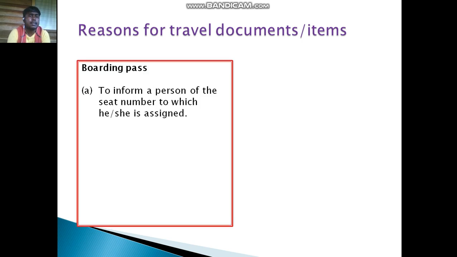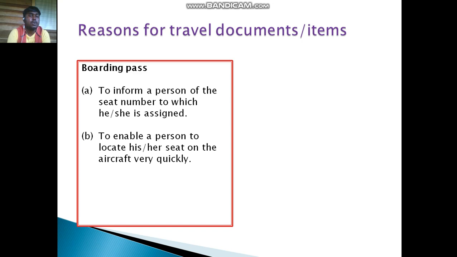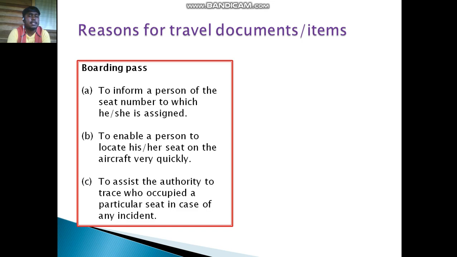Boarding pass: to inform the person of the seat number to which he or she is assigned, to enable the person to locate his or her seat on the aircraft very quickly, to assist the authorities to trace who occupied a particular seat in case of any incident. So a boarding pass is very important. You are given this when you enter the plane to know what seat number you are supposed to sit at, where you're supposed to sit in the plane. And it also serves as a record to the airline company of where you sit, so they can identify you in certain incidents.